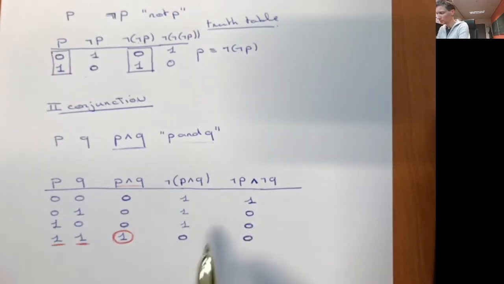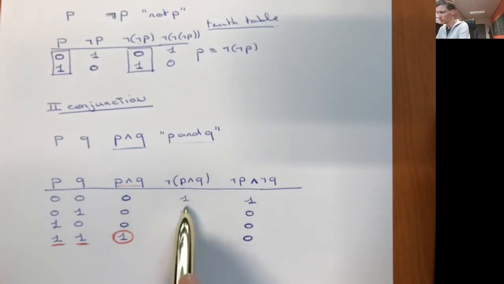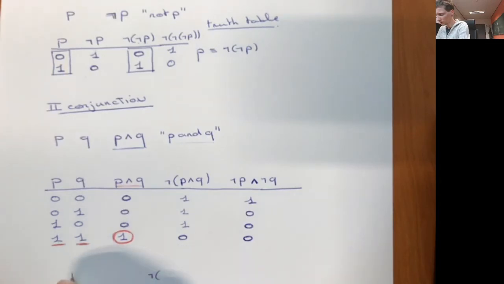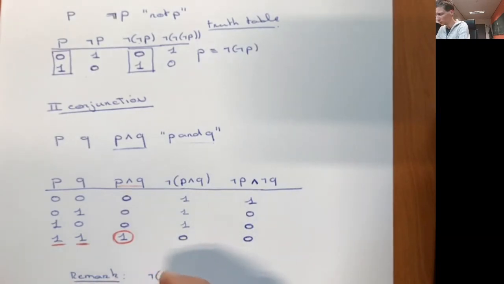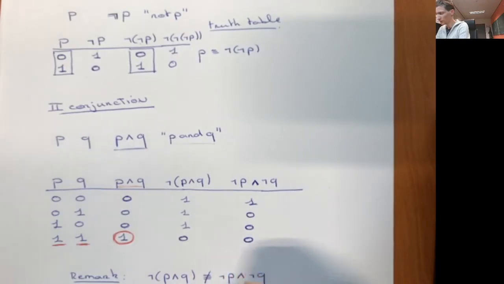Okay, we see that not P and not Q only has a 1 at row 1, but not of P and Q has 3 1s and then 0. So these two formulas are not the same. So maybe an interesting remark is that if you negate P and Q, then this is not the same formula as first negating P, then negating Q, and then taking the AND operator.